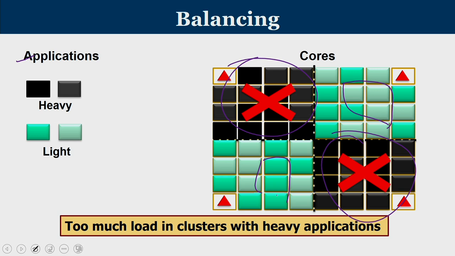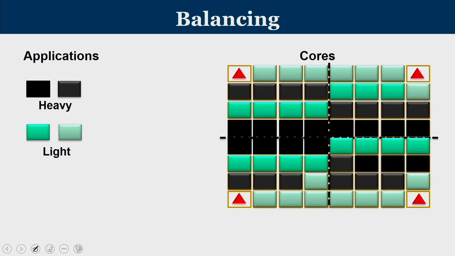These two routers are having less of a job. So too much load in certain clusters leads to an imbalance in the amount of network activity that is happening. So for better life of the chip, it is always better to go for a balanced approach. The balancing can be something like this: every cluster will have both heavy applications as well as light applications.